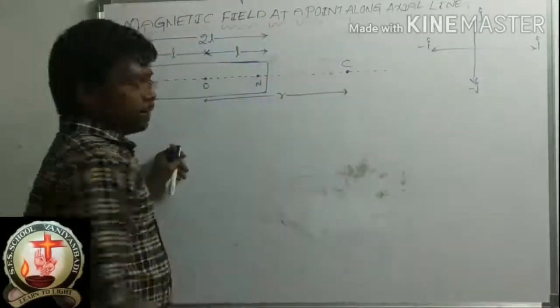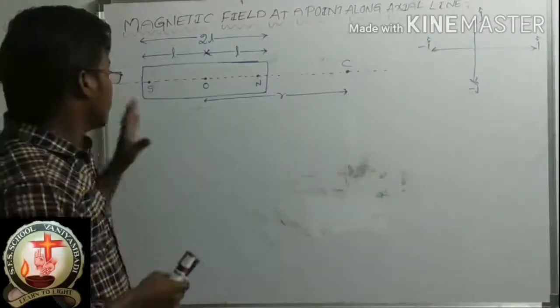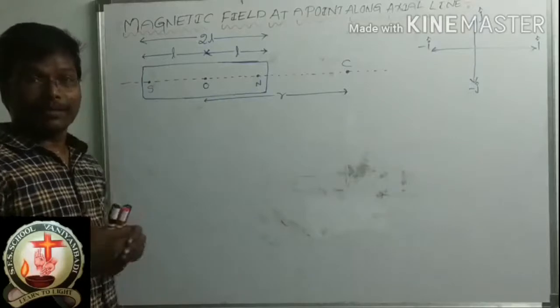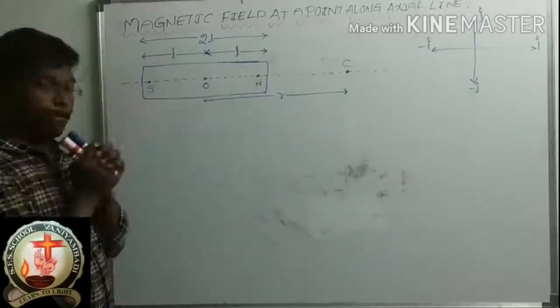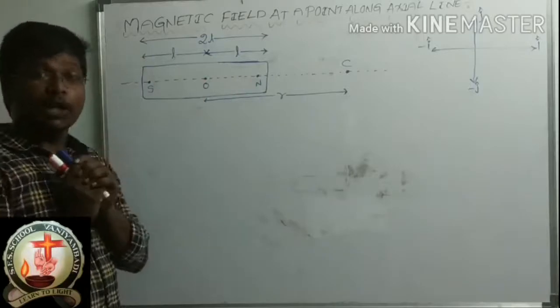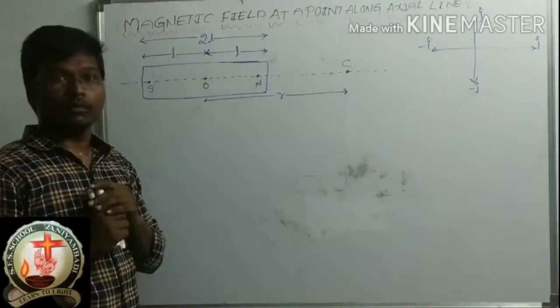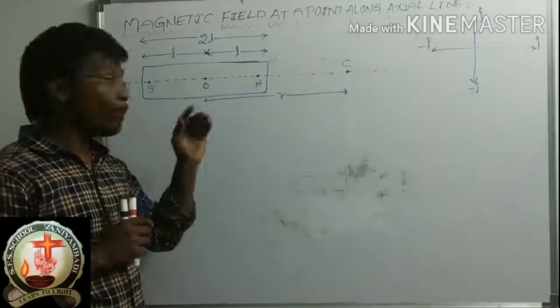First of all, consider a bar magnet. This is the bar magnet. This bar magnet has two poles, south pole and north pole.